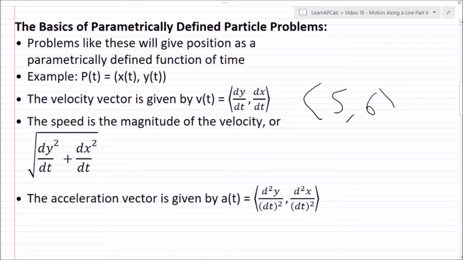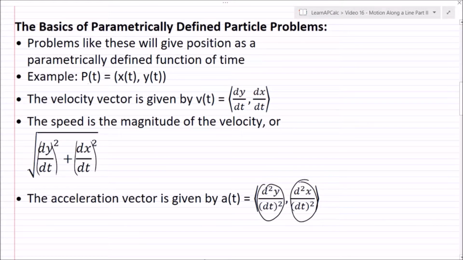Now, our speed is the magnitude of velocity, meaning that this is dy dt squared plus dx dt squared, and all of that taken as the square root. And our acceleration vector is just, again, the second derivative here.